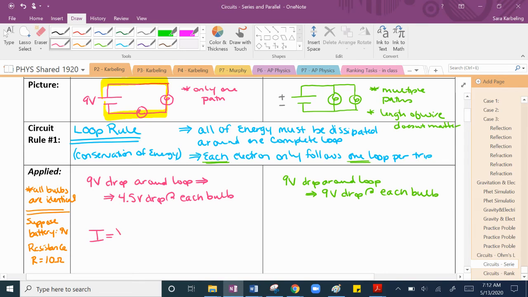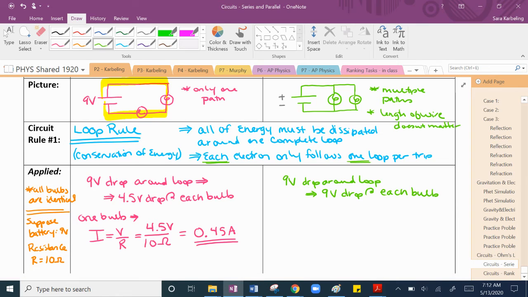So I, remember, is equal to V over R. And if we're talking about just one bulb, well, the voltage across that bulb is 4.5 volts. We said that's the voltage drop across one bulb. We said the resistance is 10 ohms. And so I can even do that one in my head. Convenient numbers for me to choose there, right? 0.45 amps. So that's the current through that bulb.